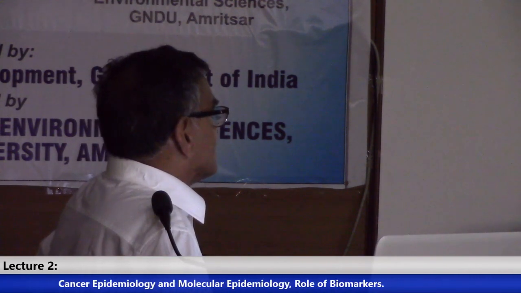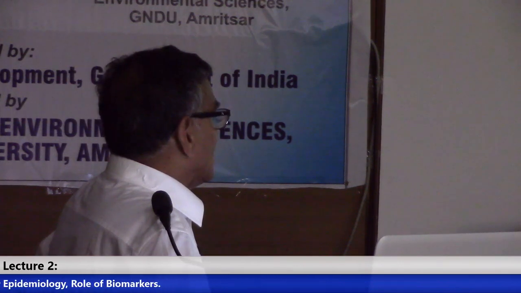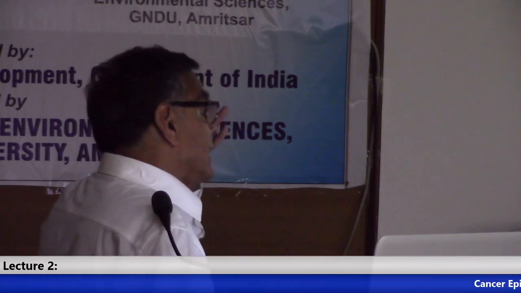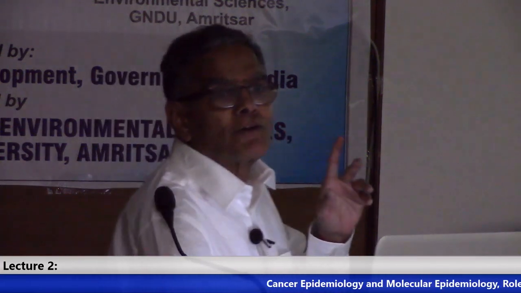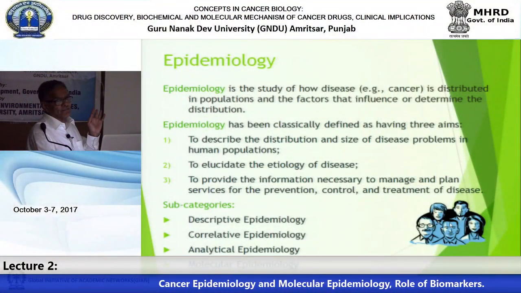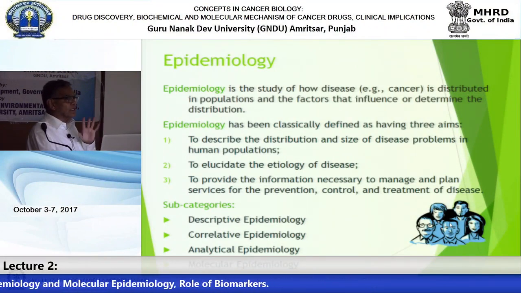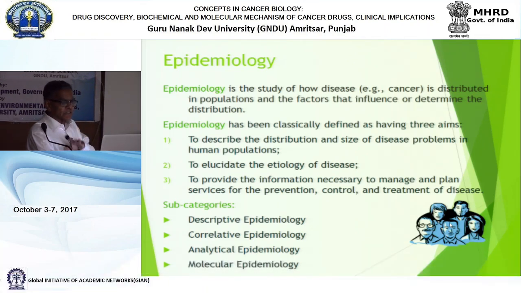Now there are subcategories: descriptive epidemiology, correlative epidemiology, analytical epidemiology, and molecular epidemiology. A little later I'll go through each one of them and how it correlates to real life: what type of studies or answers can be derived from descriptive epidemiology, or from molecular epidemiology, and so on.